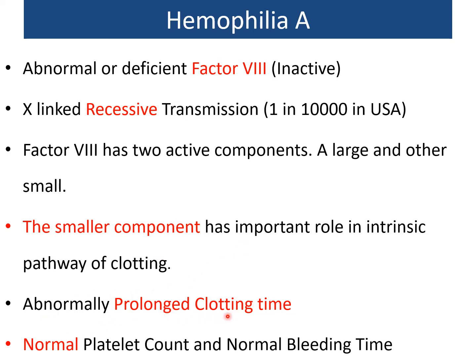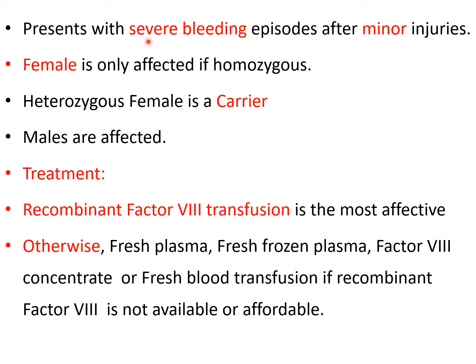Abnormally prolonged clotting time and a normal platelet count and normal bleeding time are the features of this hemophilia. Clotting time is prolonged, platelet count is normal, and bleeding time is normal. It presents with severe bleeding episodes after minor injuries. Female is only affected if she is homozygous. अगर दोनों recessive X, अगर दोनों जीन्स जो हैं वो रिसेसिव्स हों फीमेल के दोनों एक्स क्रोमोसोम्स पर, तो फिर फीमेल अफेक्ट होती है, वरना फीमेल इज अ कैरियर. मेल्स में चूंकि एक ही एक्स होता है, तो अगर उसमें वो ट्रांसमिट हो जाए रिसेसिव जीन, तो मेल्स गेट द डिजीज. आमतौर से फीमेल इज अ कैरियर.